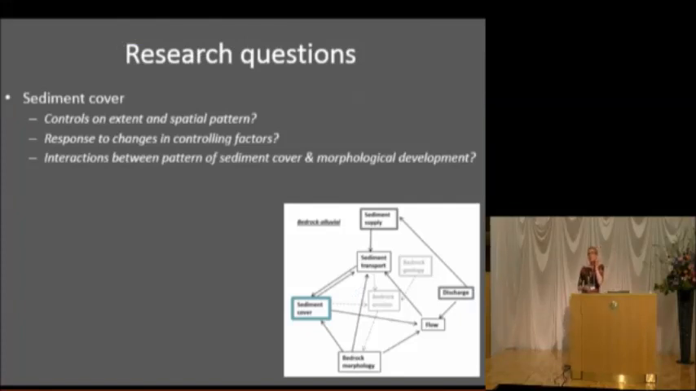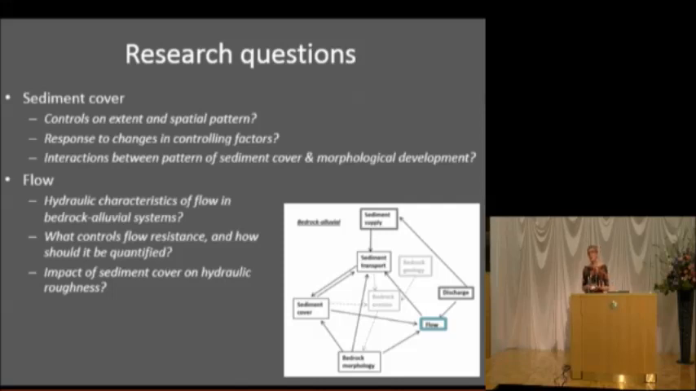And I guess just to recap through these questions, the questions about sediment cover: we need to know what are the controls on the extent of the cover, where that occurs on the bed, and the spatial pattern? How does it change in response to controlling factors? What are those interactions between the sediment cover and the morphological development? And can you turn that on its head and say, okay, can we look at a channel morphology and actually infer something about the long-term pattern of sediment supply to that channel?